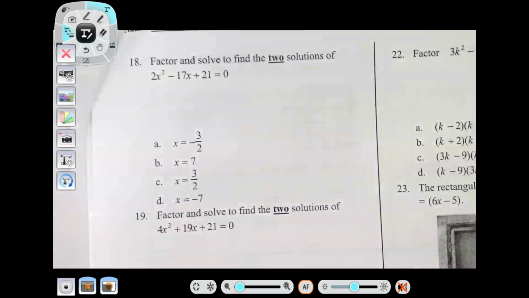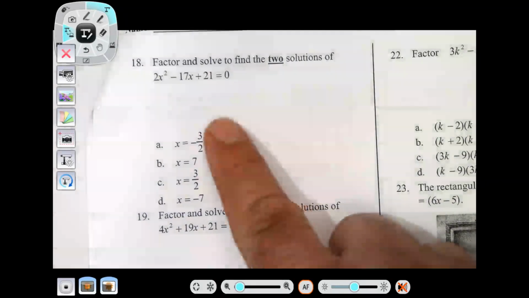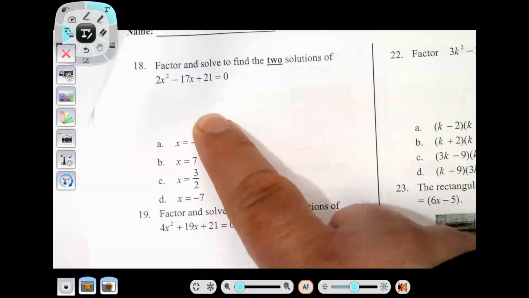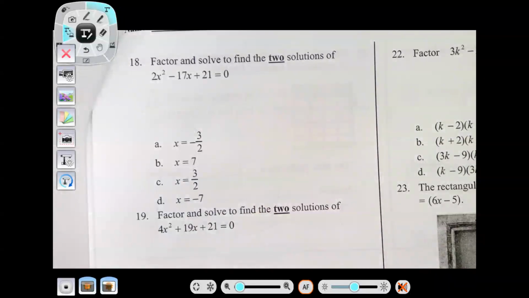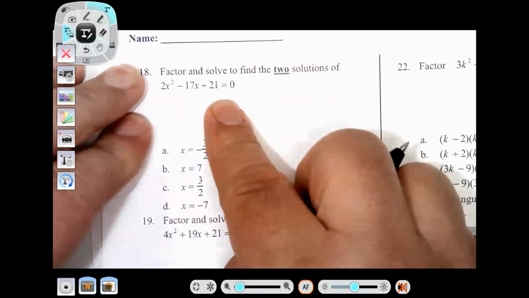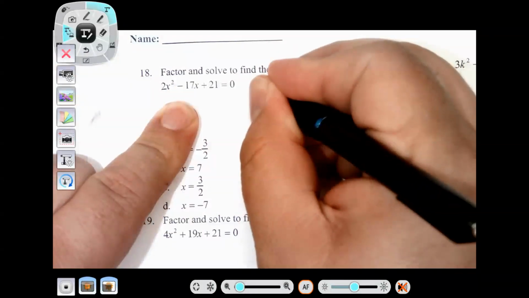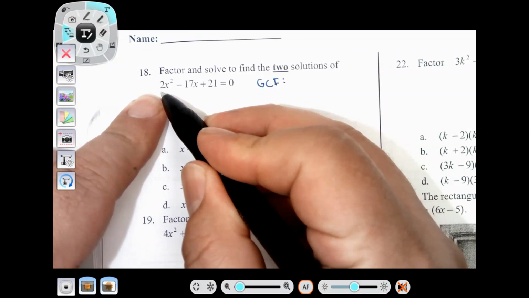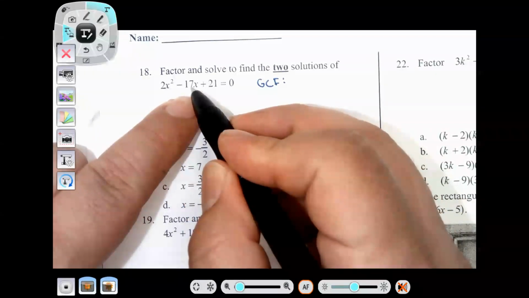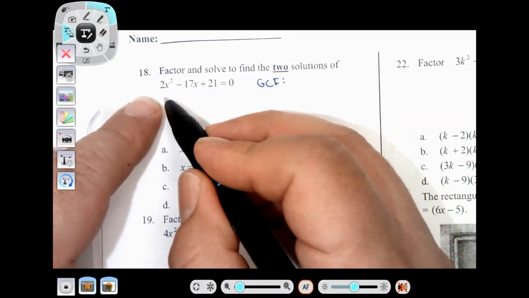Now, as we move on to the second part of the test review, we're looking at number 18 here. It does say that we're going to factor and solve to find the two solutions. So remember, it's the same thing we've done before. Yes, I have a power of 2. So the first thing I should be checking is a GCF to see if there's anything that divides it. Now, a 2 divides a 2, but 17 is not divisible by 2.